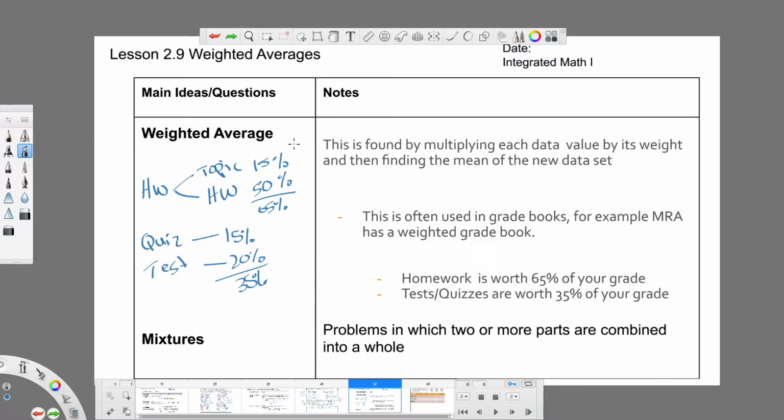So we use weighted averages quite a lot in school, but we also use them in other places too, and we're going to look at combination problems or mixture problems. This is a problem in which 2 or more parts are combined into one whole. So let's take a look at an example here.